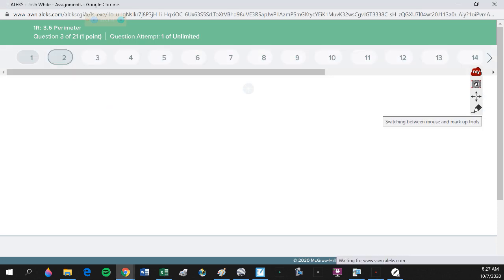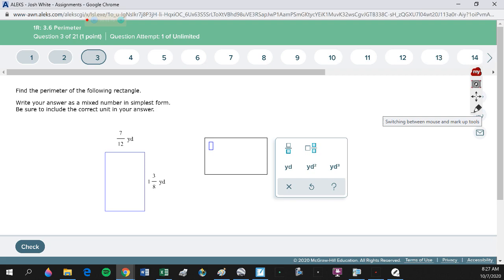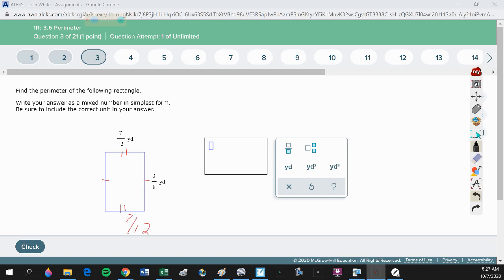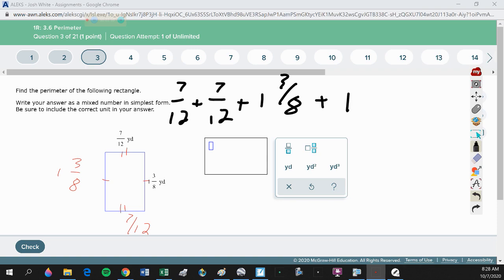So, for number 3, here we have a rectangle. What do we know about the side lengths of a rectangle? The long sides are equal and the short sides are equal. So this is 7 over 12, and this is 1 3/8. So we have 7 over 12 plus 7 over 12 plus 1 3/8 plus 1 3/8.